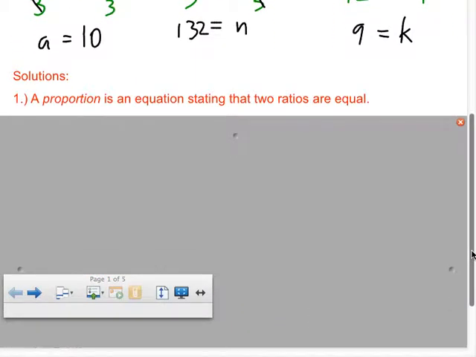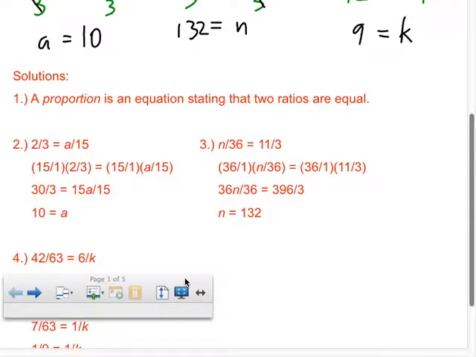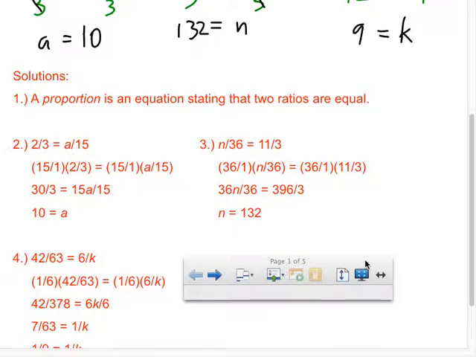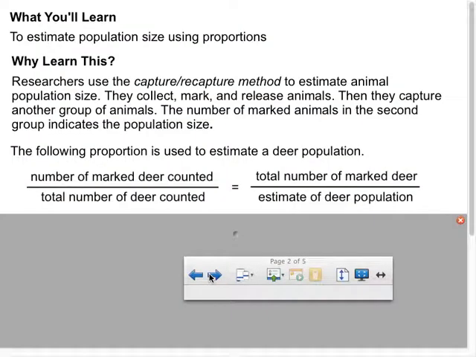I believe I can show you some other methods here, but for the most part what we're doing today is we're going to be using cross product, and you'll see why in a moment. Let me go ahead and read the next portions for you, since I'm going to put this on the class channel. What you'll learn: to estimate population size using proportions. Why learn this? Researchers use the recapture method to estimate animal population size.